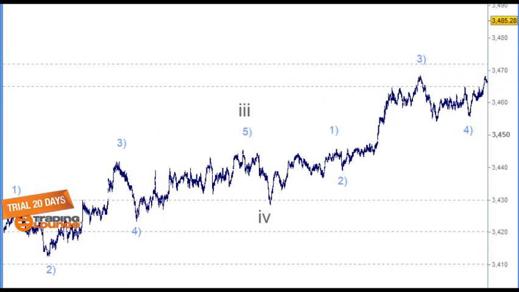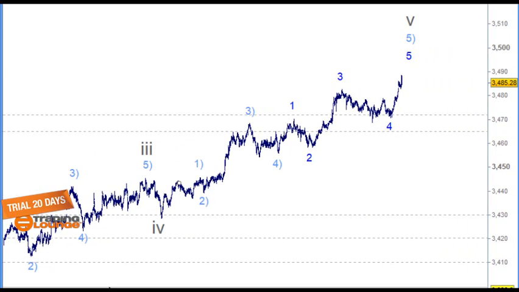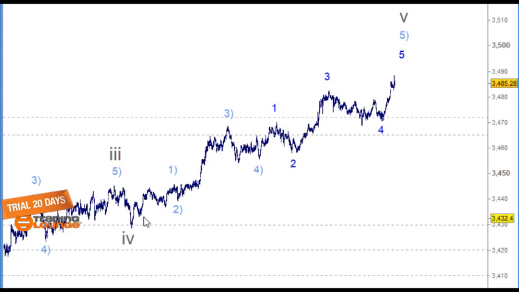So then I've got 1, 2, 3, 4, 5 for 1 and 2 here. Nice strong third wave here with 1, 2, 3, 4, 5. An A and a B and a C, I'm thinking of, and 1 and 2 and 3 and 4 and 5 for 1 and 2. Another strong wave 3 here, and nice complicated wave 4, and then a wave 5 here.